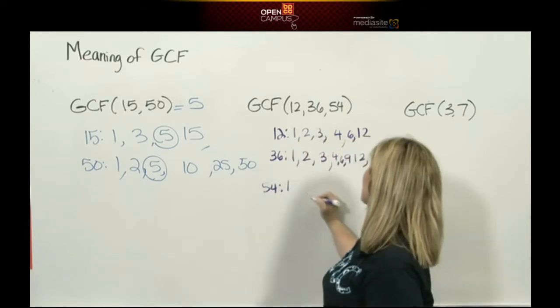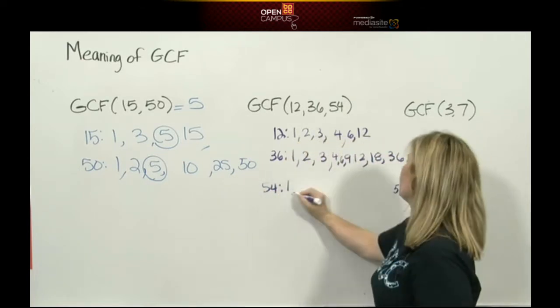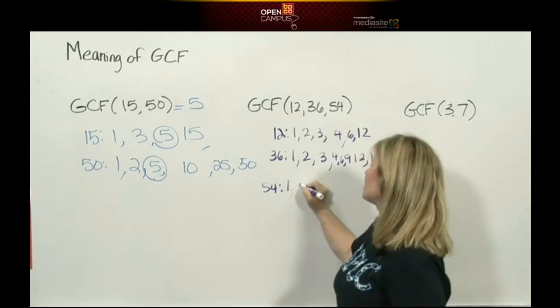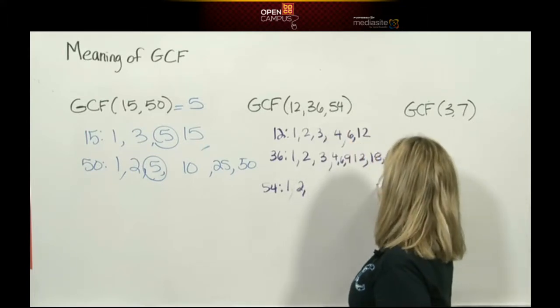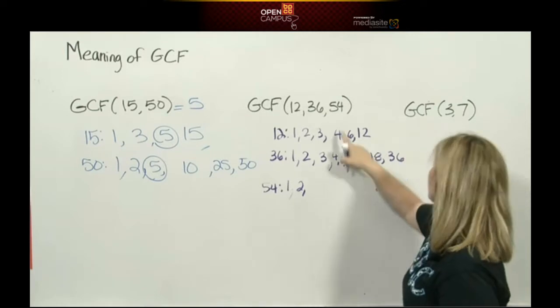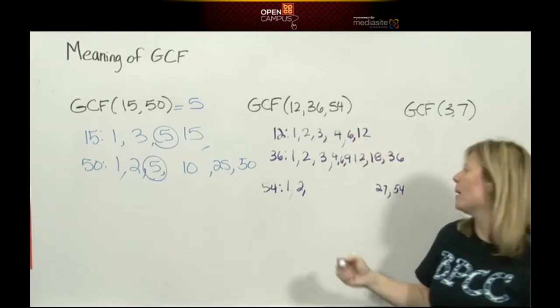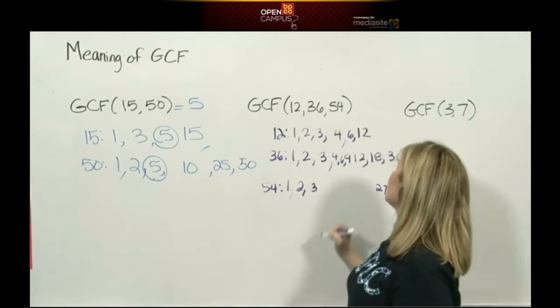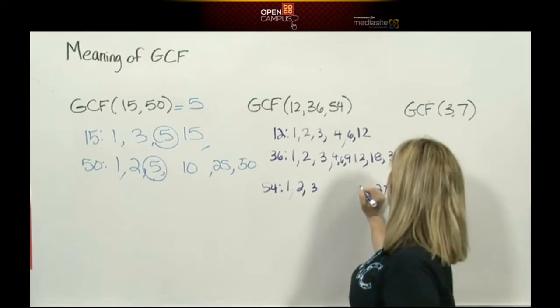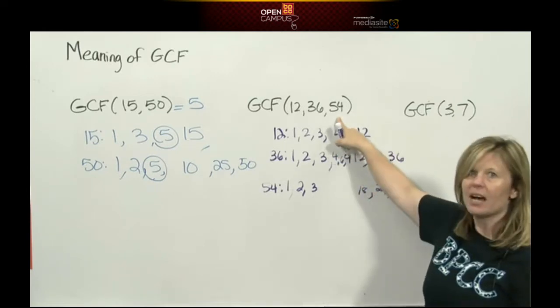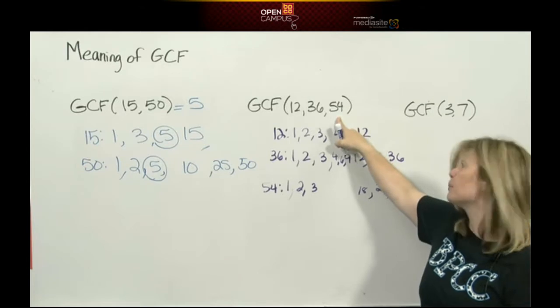All right, now we have 54. So again, the factors of 54 are 1 and 54. Because 54 is even, it divides by 2. That's 2 times 27. 54 is divisible by 3. It is 3 times 18. It is not divisible by 4. It's not divisible by 5.